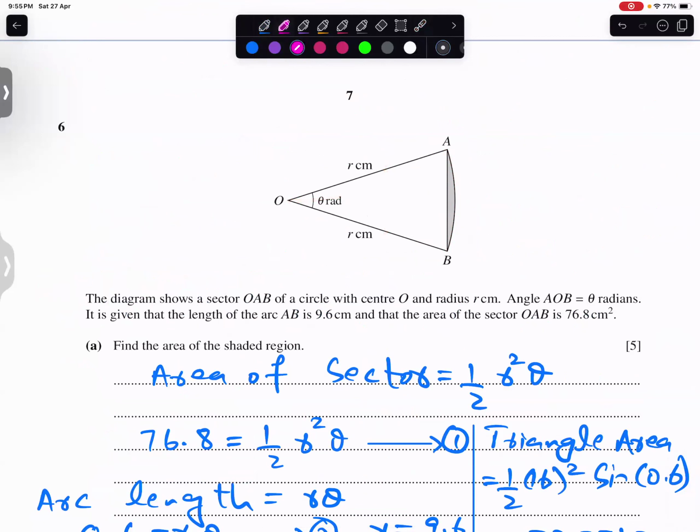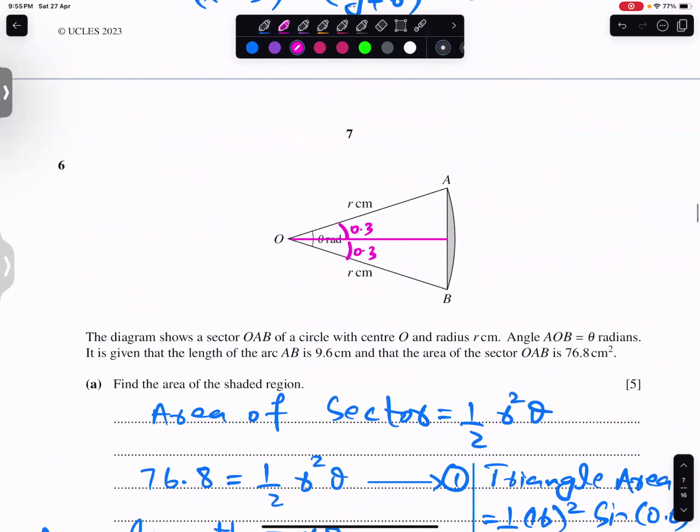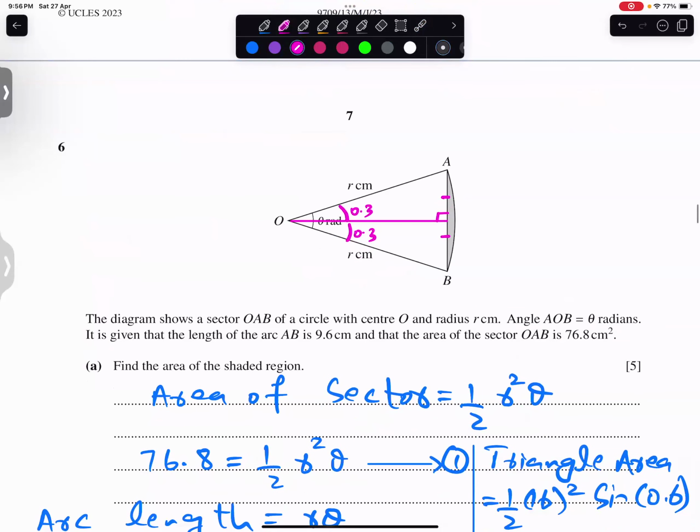Because if you draw a perpendicular on it, then this angle will become 0.3, because it will bisect that angle, and the original angle is 0.6. Also, it will bisect these two sides, and this angle is 90. This is only true for an isosceles triangle. R is also known, so R was 16. I will call the midpoint M. So let's find now AM.